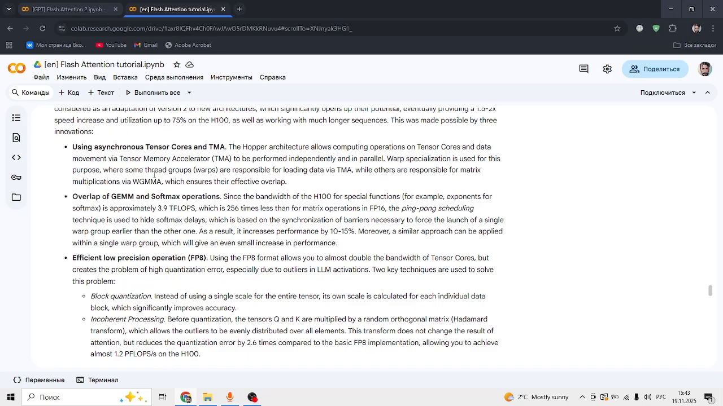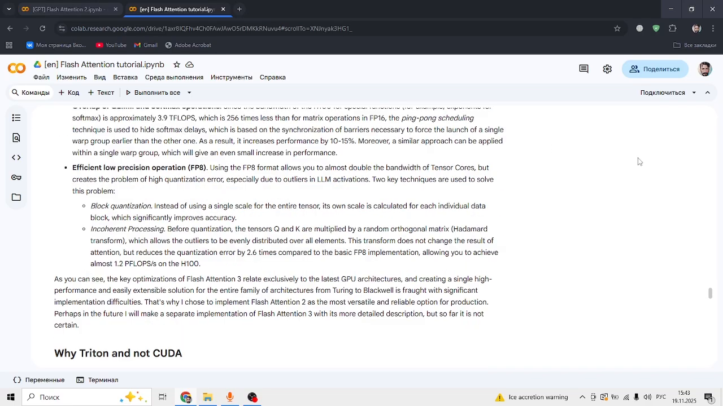Here some techniques are used. The first one is asynchronous tensor cores and tensor memory accelerator. The second one is overlap of GEMMs and softmax operations. There is such a thing as ping-pong scheduling. This is based on synchronization of barriers necessary to force the launch of a single warp group earlier than the other one. And the last thing is that modern GPUs have an ability to use low precision operations like floating point 8.